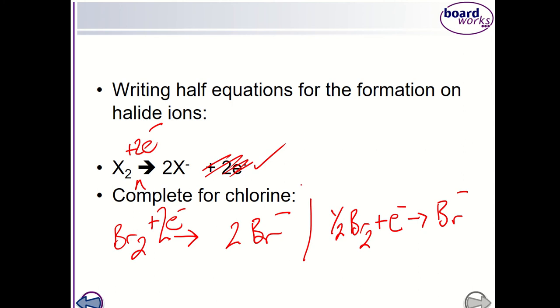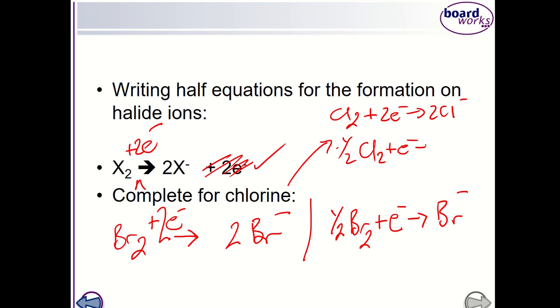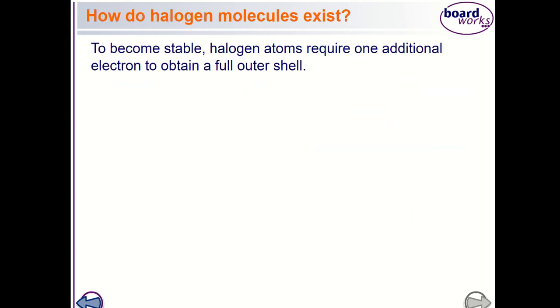Okay, so if you pause the video, write your answer for chlorine, and then I'll put chlorine on up here. So pause the video now and do it. So Cl2 gains 2 electrons to go to 2 chloride ions. Alternatively, as I said earlier, you could have half of Cl2 plus 1 electron goes to a Cl minus, a chloride ion. Okay, make sure you get your electrons on the right side.